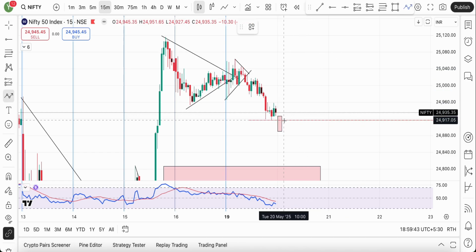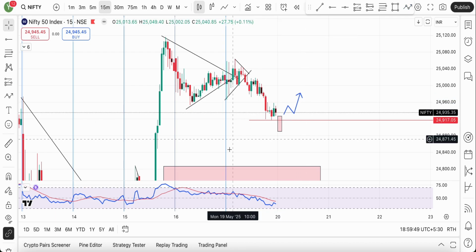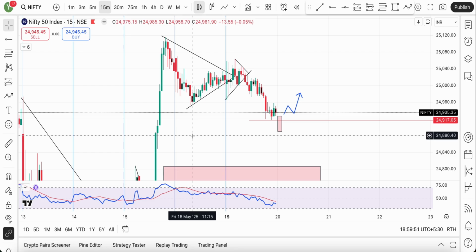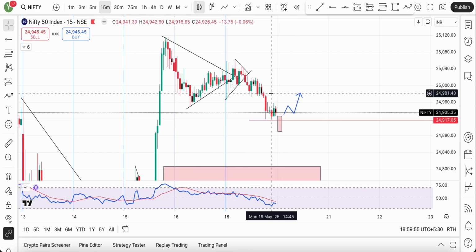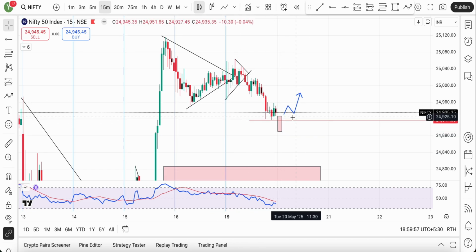We can look at a long trade around these levels. It will be a very good one. So I'll explain the logic behind this. This is not something random. There's a very good and beautiful logic behind this particular trade setup.